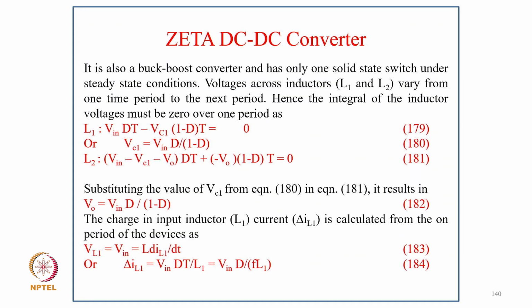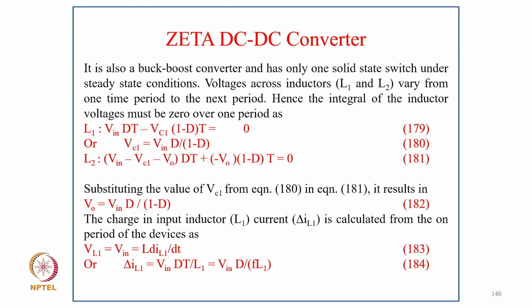So typically it is a buck boost converter and has only one solid state switch. Under the steady state, the voltage across the inductors L1 and L2 varies from one time period to the next period, and the integral of the inductor voltage must be 0 for a period. So voltage across the inductor L1: Vin dT minus Vc1 minus dT equal to 0, or from this relation we get Vc1 equal to Vin into D divided by 1 minus D, and the voltage across L2 is Vin minus Vc1 minus V into dT minus Vo into (1 minus D) into T equal to 0.